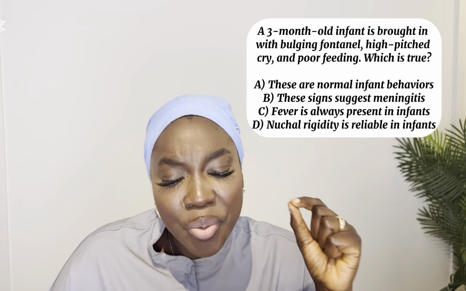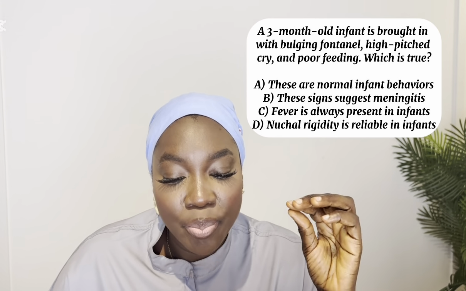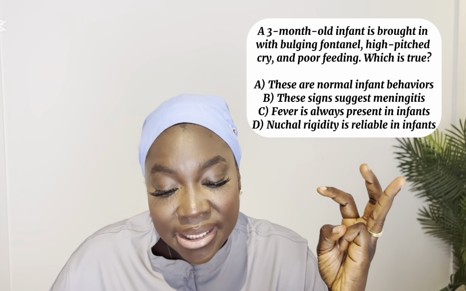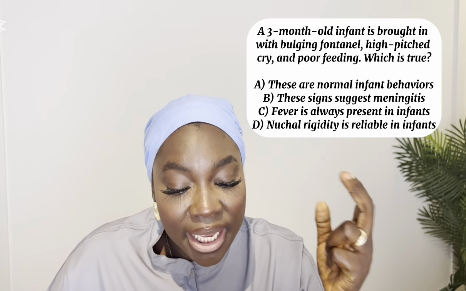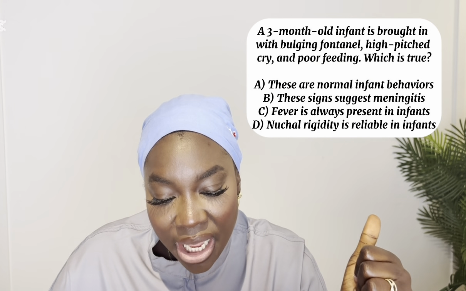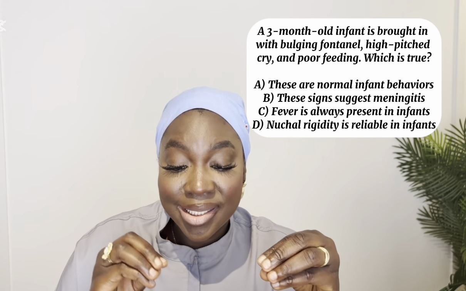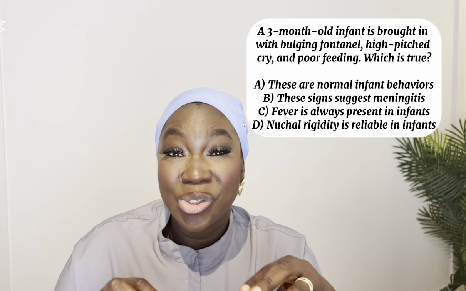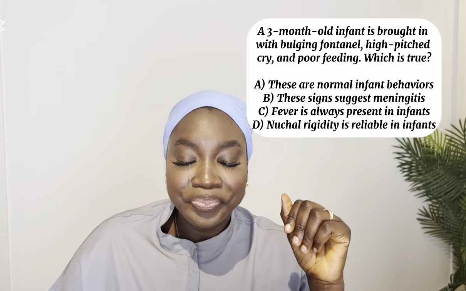Next question says a 3-month-old infant is brought in with bulging fontanelle, high-pitched cry, and poor feeding. Which is true? A, these are normal infant behaviors. B, these signs suggest meningitis. C, fever is always present in infants. And D, nuchal rigidity is reliable in infants. Now, let's go through it together. They're just asking you, now when you see all these signs in infants, what does it suggest to you? And the right answer is B, these signs suggest meningitis.